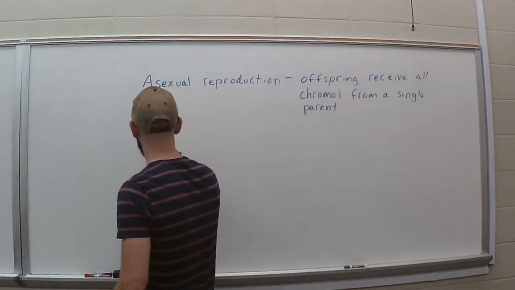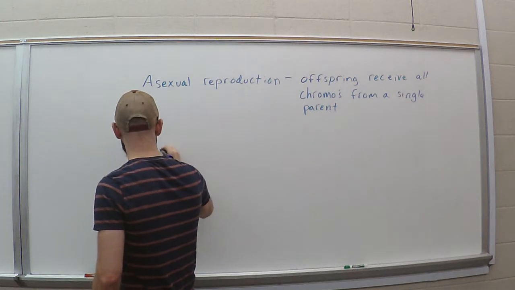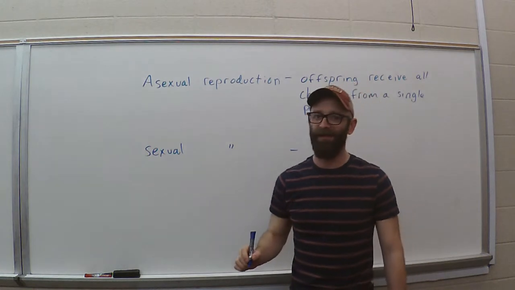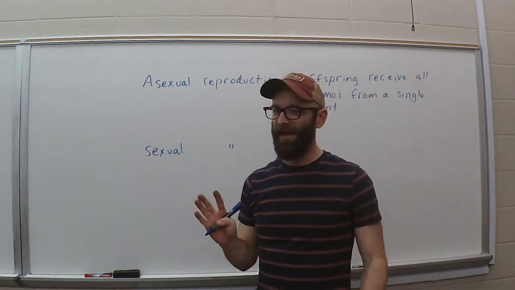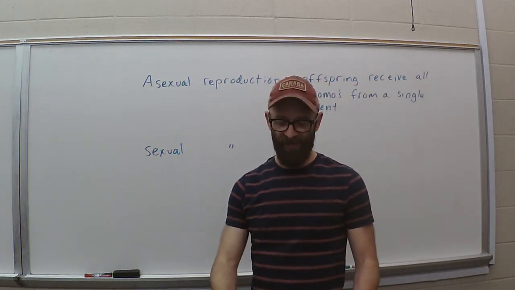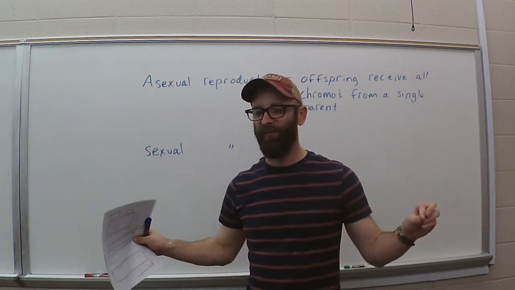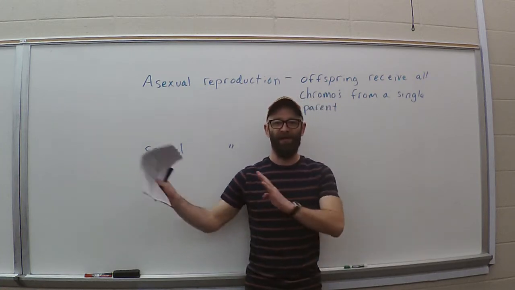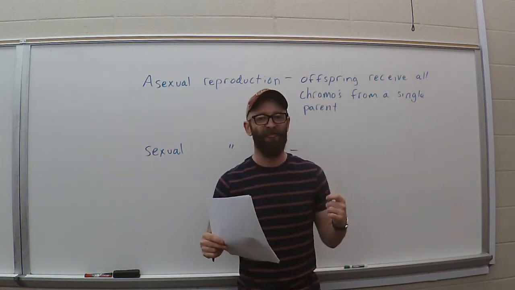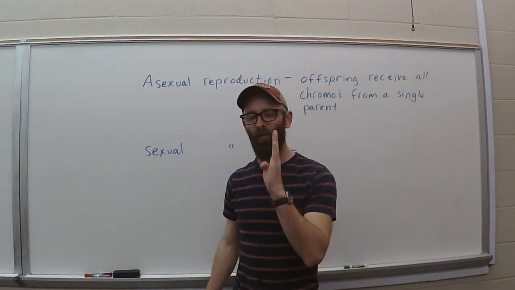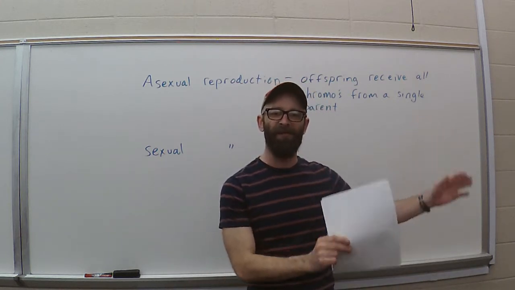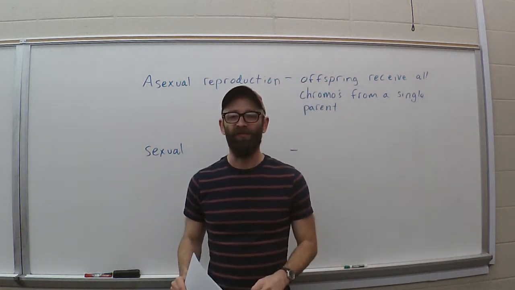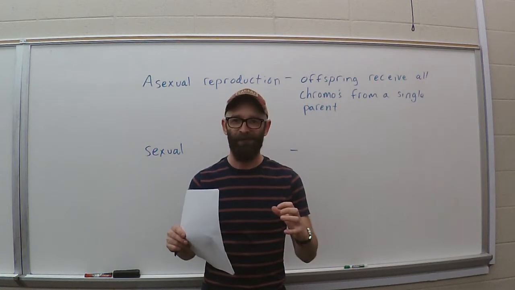But sexual reproduction is a little bit more complicated, because in sexual reproduction, the offspring receive one set of chromosomes from each parent. So in humans, right, you received one set of chromosomes from your father and then another set of chromosomes from your mother. And those two sets were combined into one cell.